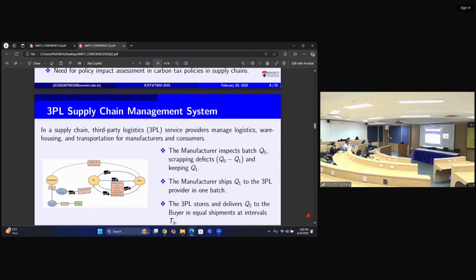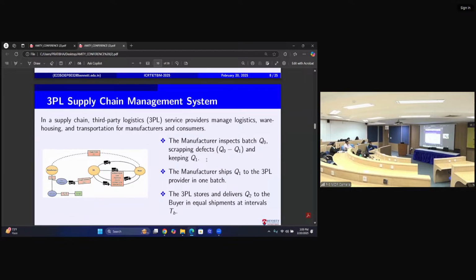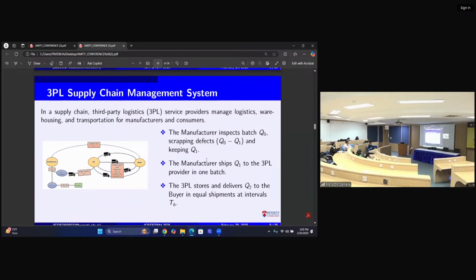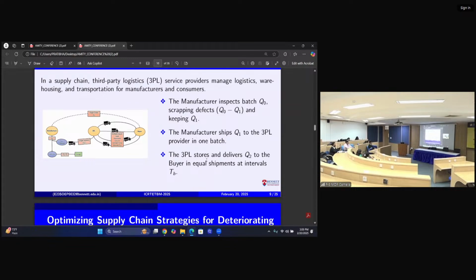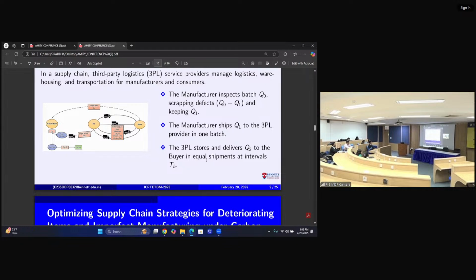Supply chain management is a third-party logistics system for warehousing and transportation between the manufacturer and the consumer. As you can see in the graph, the product is made by the manufacturer, and the defective item is q minus q1, and the scrap is q0 minus q1. The non-defective items go in a single delivery system, and next go through 3PL multiple shipments at constant time intervals to the buyer, as this process is the 3PL service.